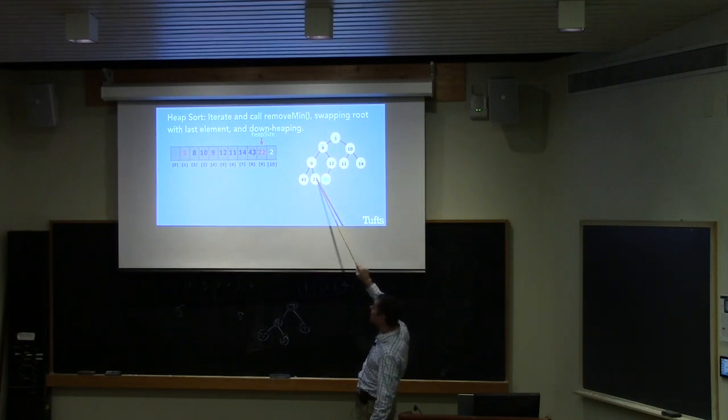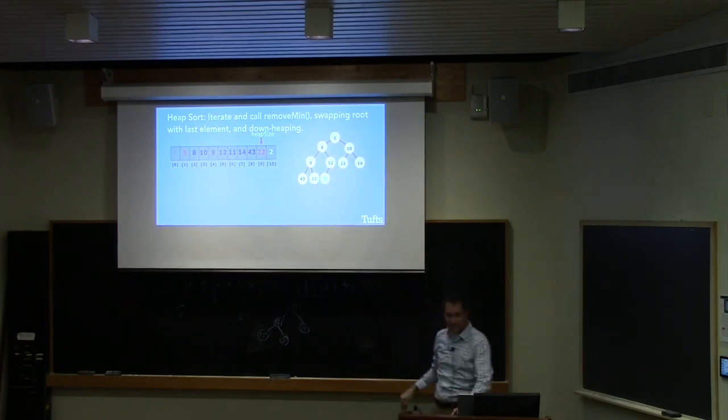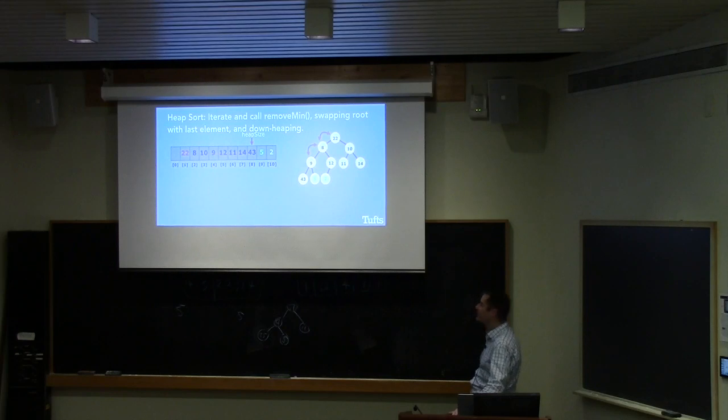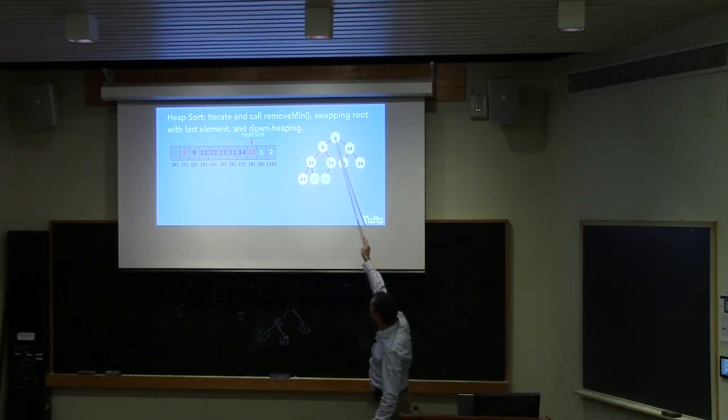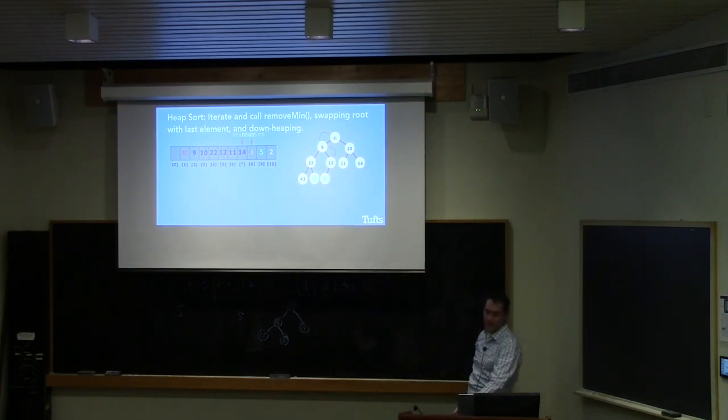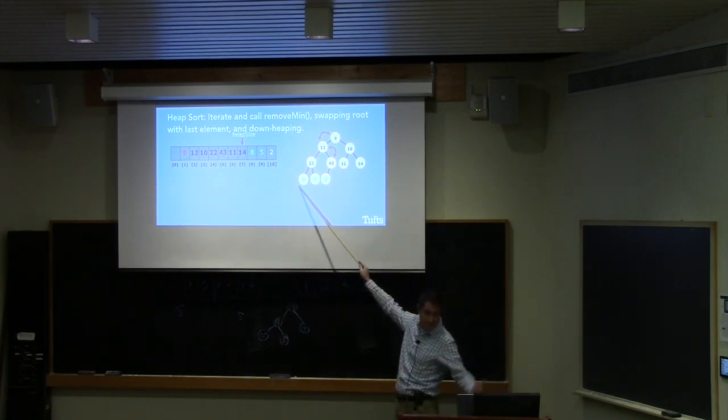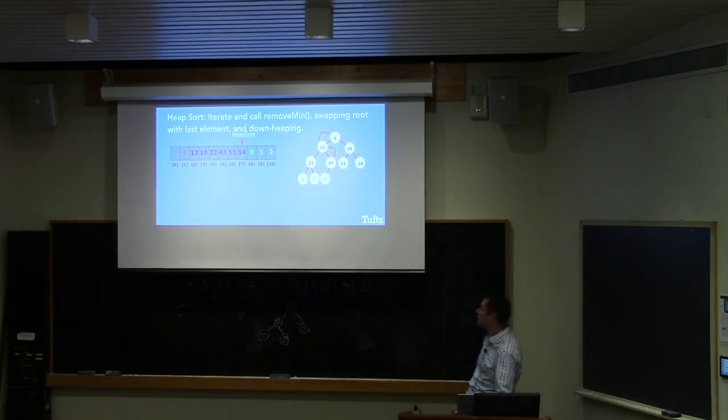So the 5 swaps with the 22, and then the 22 has to be bubbled down, right? And then it gets bubbled down a couple of levels. Now the 8 swaps with the 43 again. So 43 gets to bubble down a couple times in this one, right? And it happens to bubble that way this time. Okay. Notice, are we getting a sorted list here? Yeah, it's reverse sorted, but it's sorted.